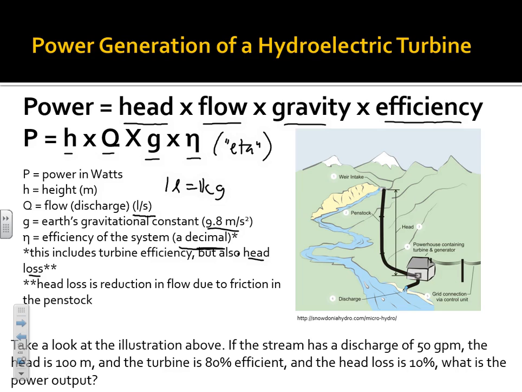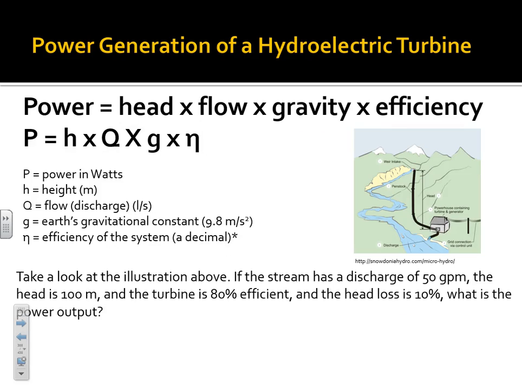Looking at this illustration, if the stream has a discharge of 50 gallons per minute, the head is 100 meters, the turbine is 80% efficient, and the head loss is 10%, what is the power output? Okay, so this is actually a very practical problem. If you're designing a system, there are various ways you can measure the discharge, and then you measure the height through however you do that. The turbine is rated at a certain efficiency, and the head loss, you do a calculation, which is actually not too bad. Okay, so under these circumstances, what's our power output? Let's go ahead, see if you can figure that out. Go ahead and press pause, and then I'll go through the answer.